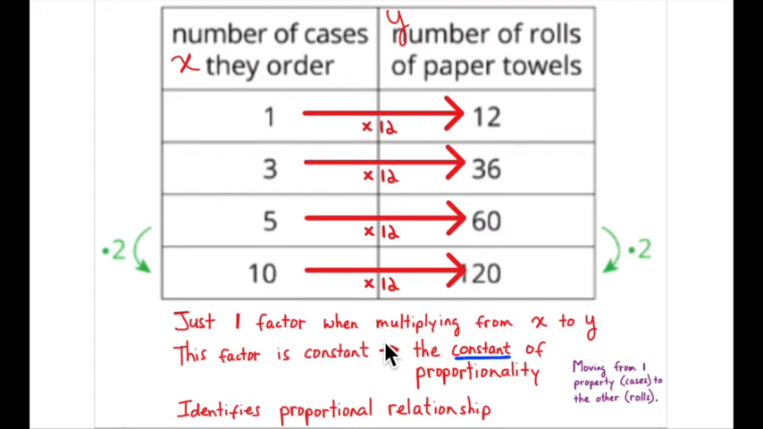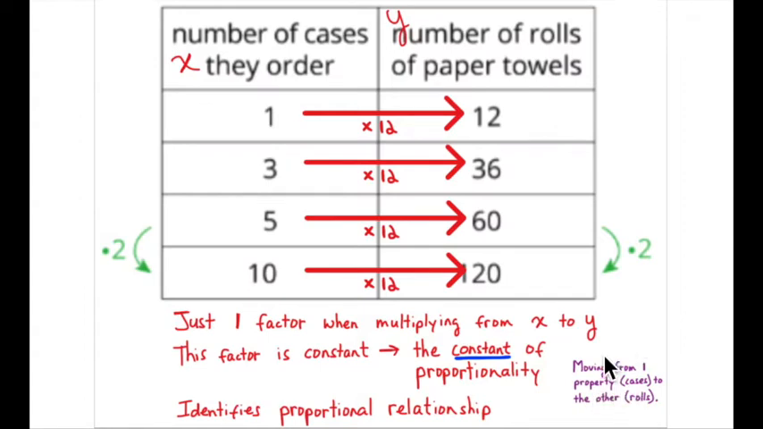So it's just one factor when multiplying from x to y. So y is going to equal 12 times x. So the factor is constant. So 12 times 12 times 12 times 12. That's why they call it the constant of proportionality. And it's going to help identify what are proportional relationships. If there is a constant of proportionality, that is one element of showing that it is a proportional relationship.